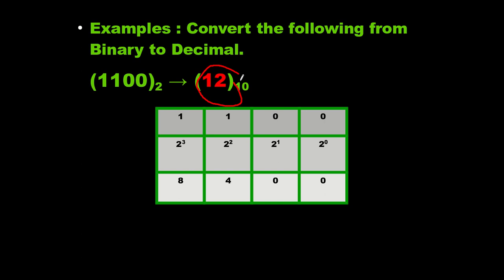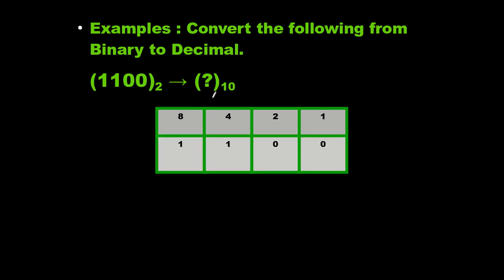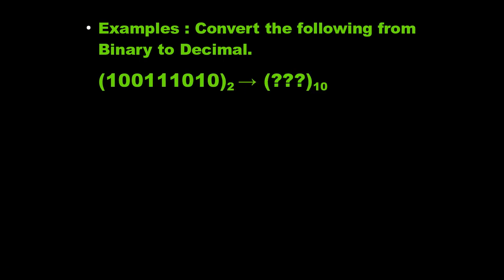When I put them between brackets and I say 10, that means decimal. When I put them between brackets and I say 2, that means binary. Base 2, base 10. Example: convert the following from binary to decimal.